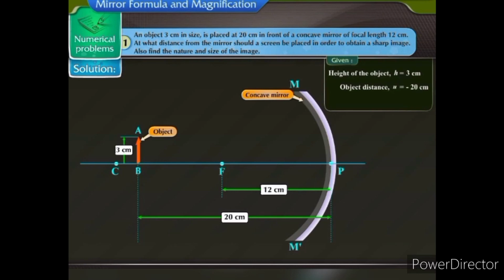The focal length of a concave mirror is negative. The focal length of the given concave mirror is 12 cm. Therefore, focal length f is equal to minus 12 cm. We have to find the image distance v and the image size h dash.